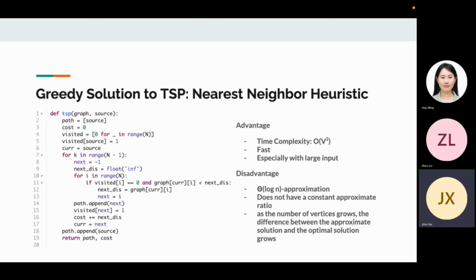In fact, the nearest neighbor heuristic does not have a constant approximation ratio for the traveling salesman problem. It is proved that the approximation ratio of this algorithm is theta log n, and since it is a logarithm function of n, as the number of vertices grows, the difference between the approximate solution and the optimal solution also grows. So when the size of input is large, we may end up with a less satisfactory result.